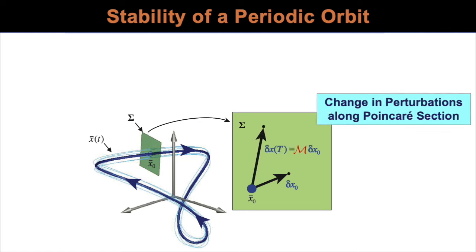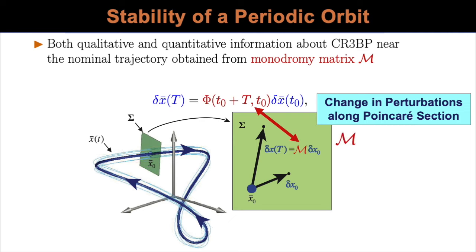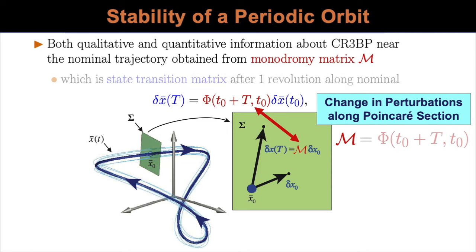After one period, we'll pierce this surface again at a different location. So this is delta x of capital T, meaning after one period T, and it equals some matrix M times this initial vector displacement. The matrix M is called the monodromy matrix. You obtain that from simulating, taking as your reference trajectory a periodic orbit, and then calculating the state transition matrix over one period. So it contains all of the information about the linearized dynamics near a periodic orbit.